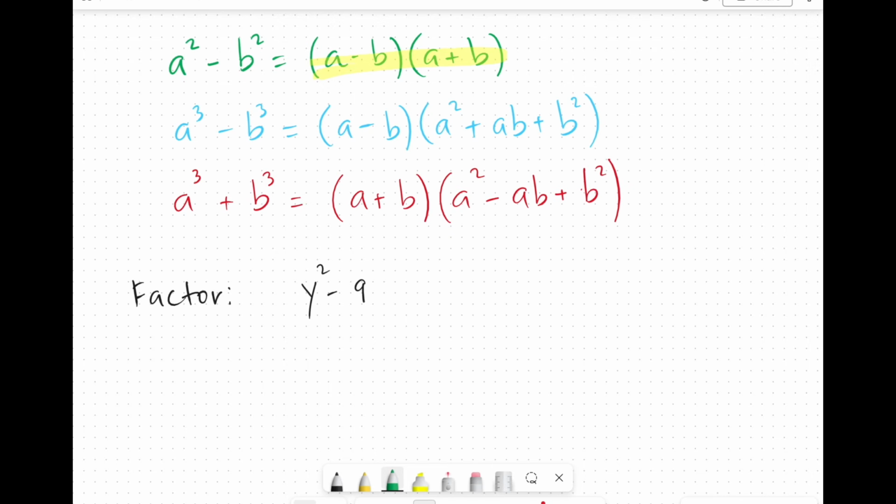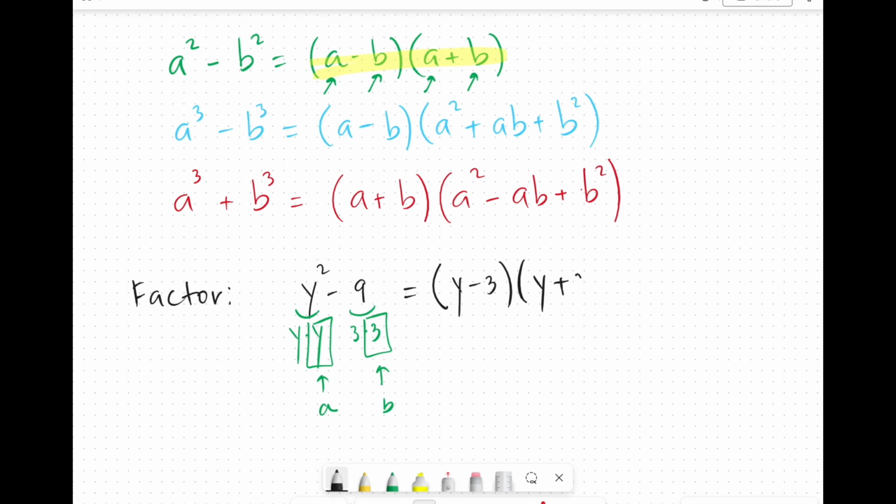Difference of squares, which is your green formula, all you have to do is recognize a certain pattern. Y squared is y times y, and 9 similarly is 3 times 3. Once you recognize this, you will have your A and your B. Y is your A and 3 is your B, and all you have to do is write A minus B and A plus B using your A and your B. So the factored form here is y minus 3 and y plus 3.